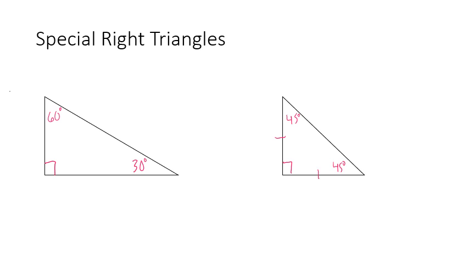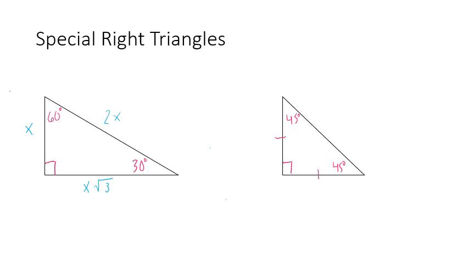All right, two special right triangles we should know: the 30, 60, 90, and the 45, 45, 90. With the 30, 60, 90, it's easiest if we know the leg opposite 30 degrees. Let's call that x. If we know that that side is x, the longer leg across from 60 would be x times the square root of 3. And the hypotenuse would be 2 times the value of x.